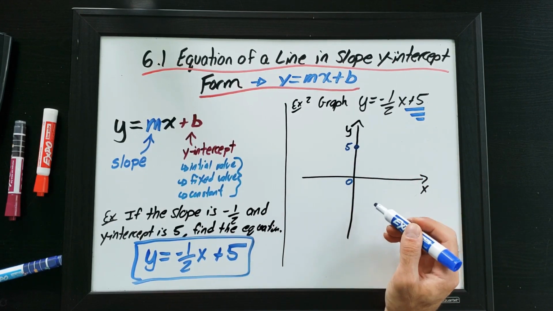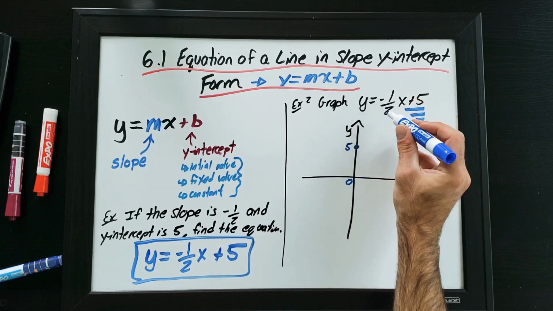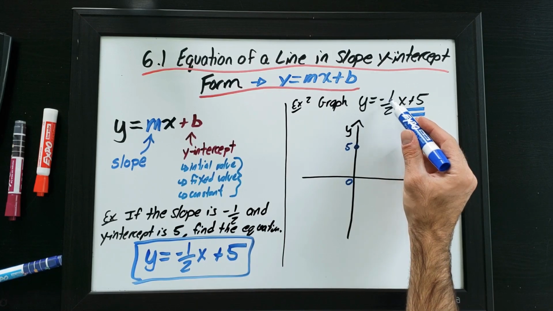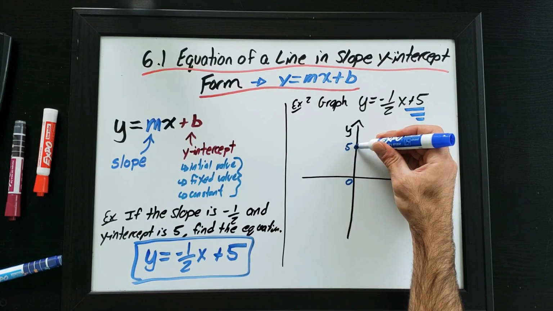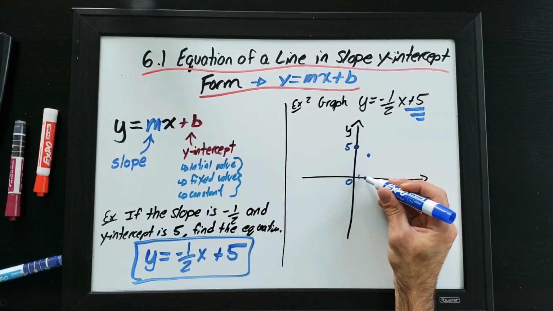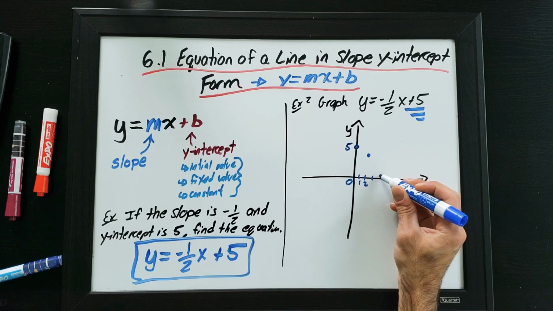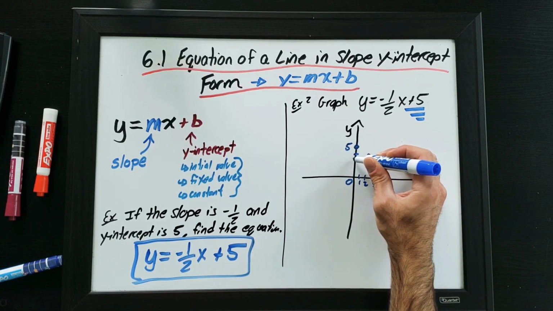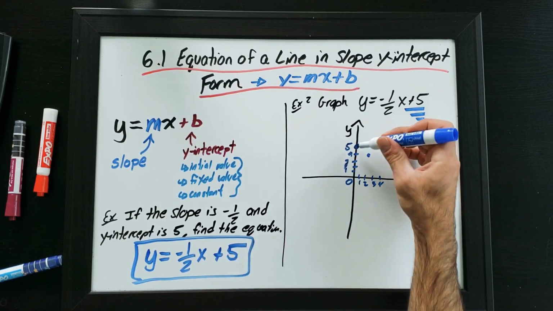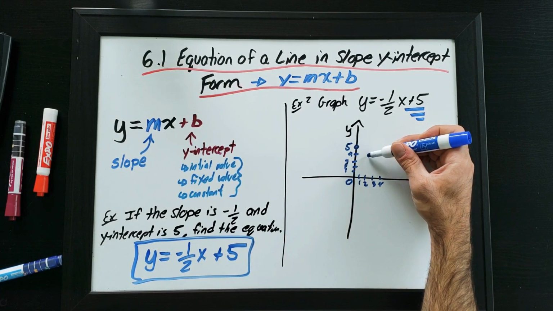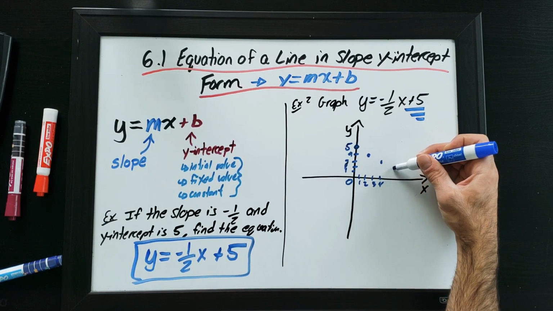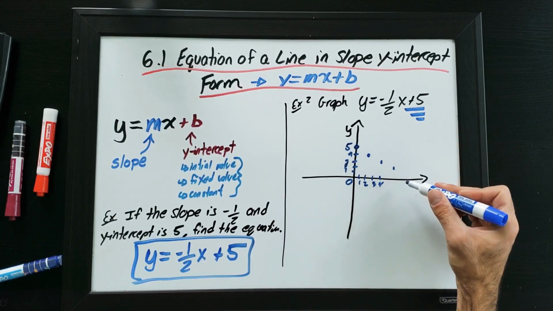Now, from this point, I'm going to use my slope, rise over run, to figure out a bunch of other points. So here, my rise is -1, and my run is 2. So I'm going to go down 1, over 2. So this is 1, 2, 3, 4. Okay, so I went down 1, over 2. And I'm going to keep going. Down 1, over 2. Down 1, over 2. I can keep going. Really, I only need 2 points to create a line.